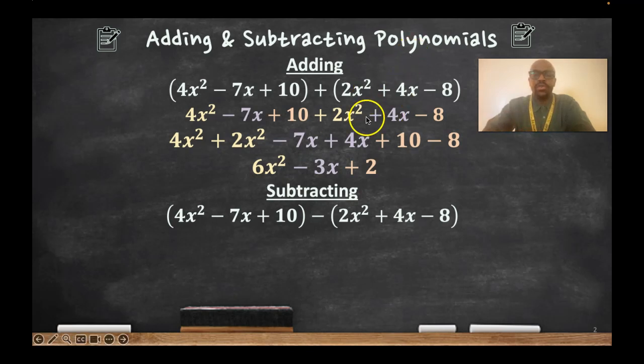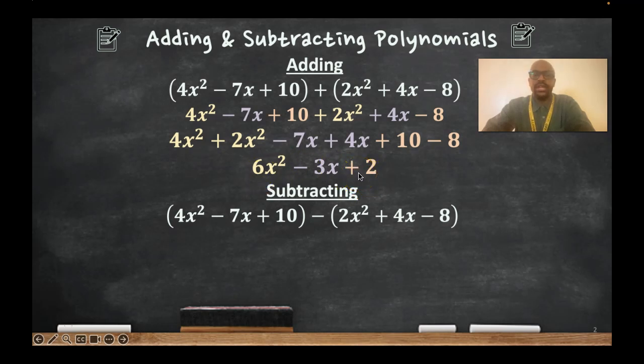So if you look at negative 7x and a positive 4x, if I type in negative 7 plus 4, I should get negative 3, so hence negative 3x. And if I have a positive 10 plus a negative 8, or 10 minus 8, however you want to read it or say it, that will give you a positive 2. So then this will be our final result.